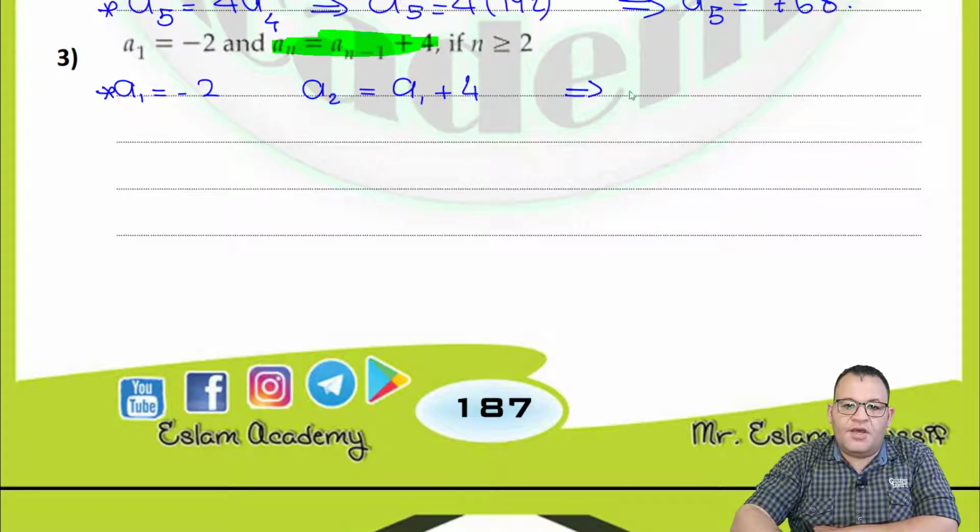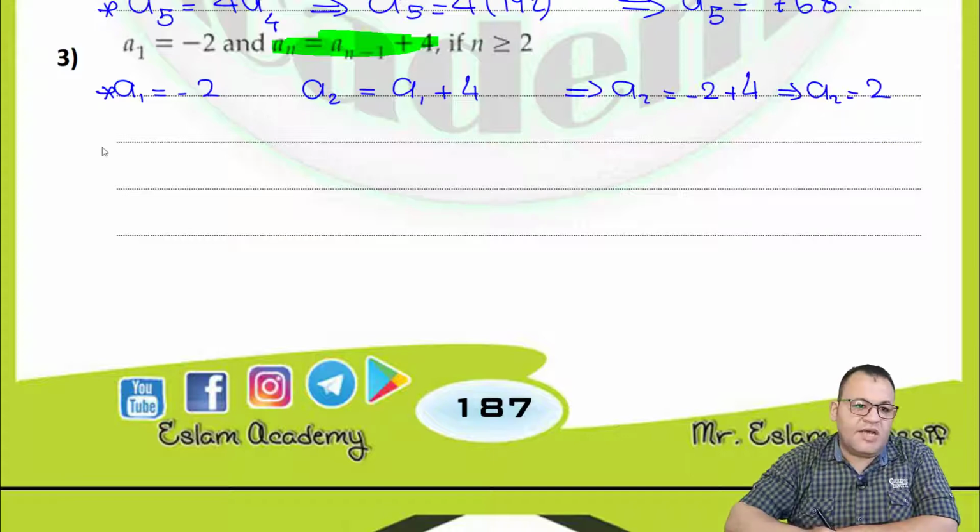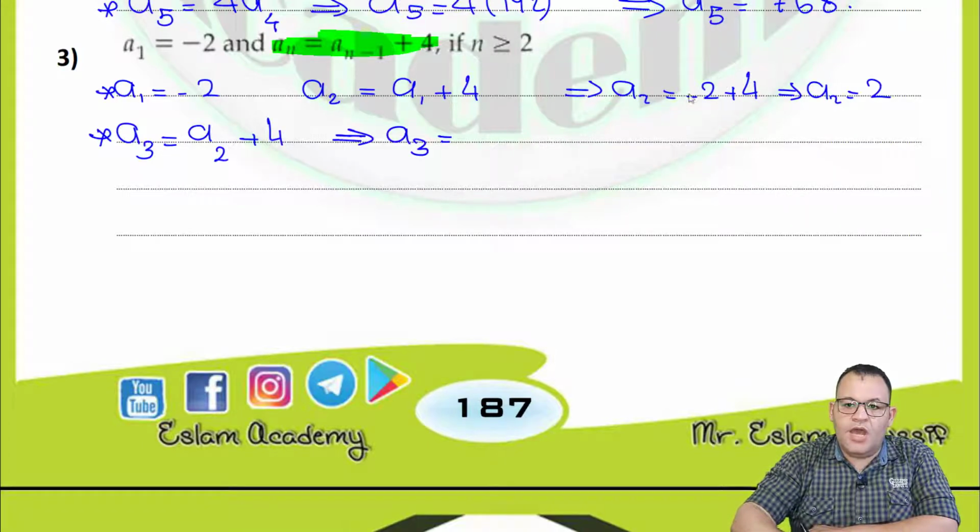So we can find a2, which equals -2 plus 4. Then we can say that a2 is equal to 2, that's the second term. Now we need to find a3 the same way, a(n-1) plus 4. So a3 = a2 + 4, a2 is 2, plus 4. By using substitution, a3 equals 2 plus 4, which equals 6. Then we can say that a3 equals 6.